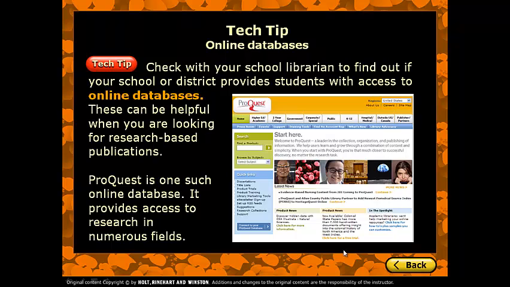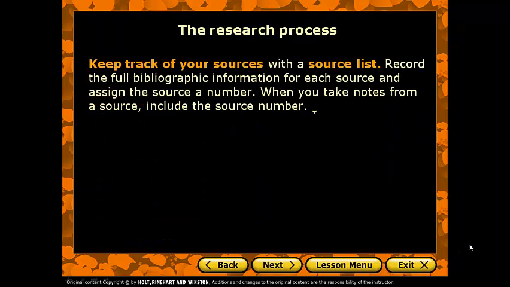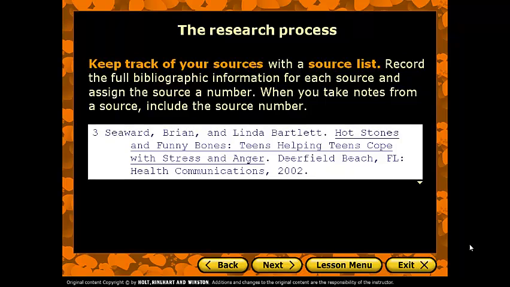So once we find those sources, we have to know a way to keep track of all the sources that we're going to look at. So we kind of get an idea of our sources, but before we start examining them, we create a source list or a working bibliography. And this is where we're going to write down the full bibliographic information for each source, and we're going to give it a source number. So let's look at this example, and it may be a little clearer what I'm talking about.